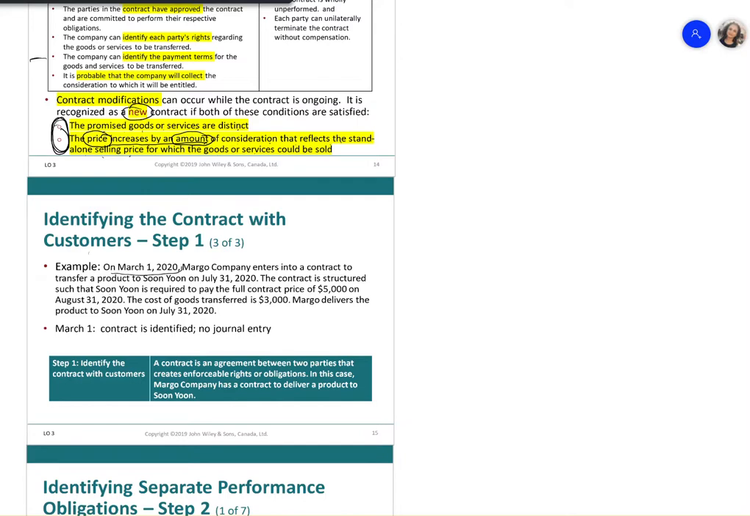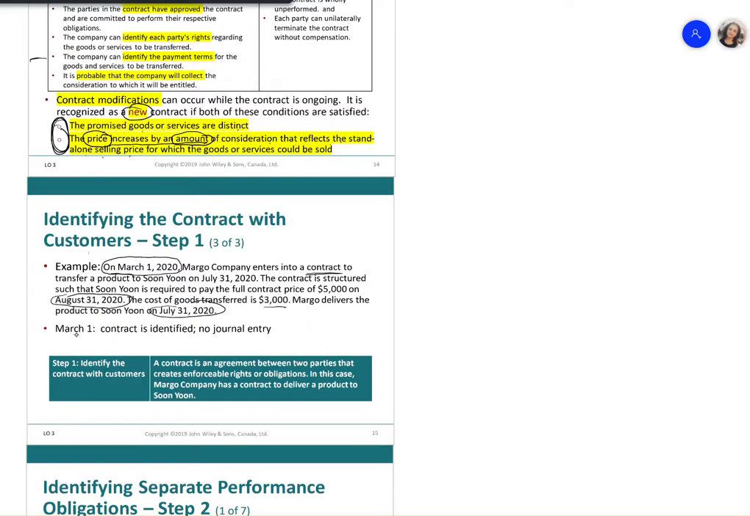When did we enter into the contract? On March 1st. There's no journal entry at the time you enter into the contract, because the obligation by one party or both parties hasn't been fulfilled. So Margo Company and Soon Yoon Company signed an agreement. When they signed an agreement, there's no transaction that happens. Then on August 31st, they are going to pay the full price, and the goods will be transferred on July 31st.